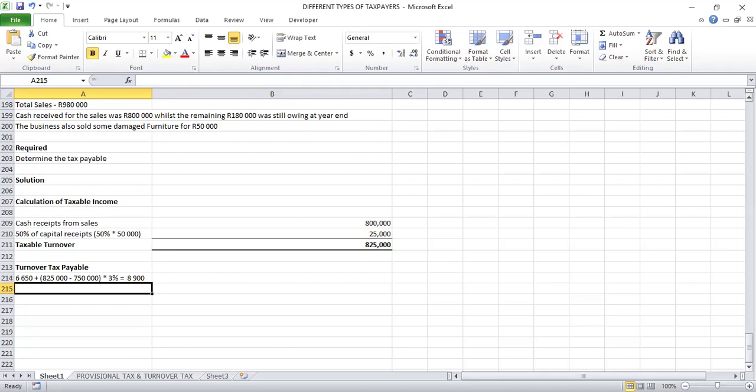So these are the different types of taxpayers that we can have. So you have to know how to calculate the qualifying turnover, how to calculate the taxable income of a micro business. You have to know which types of businesses do not qualify to be a micro business and which ones do not qualify to be a small business corporation, as I said earlier on. And you have to know that if it's a small business corporation, there are different tax tables.